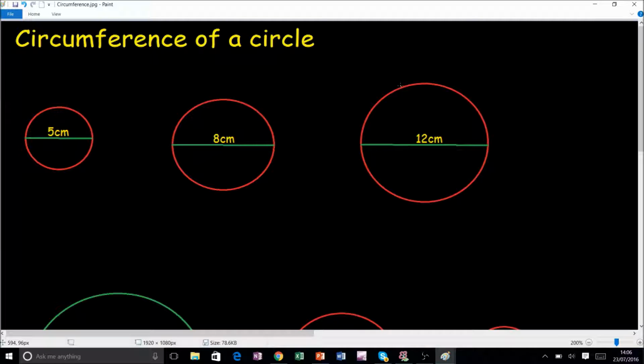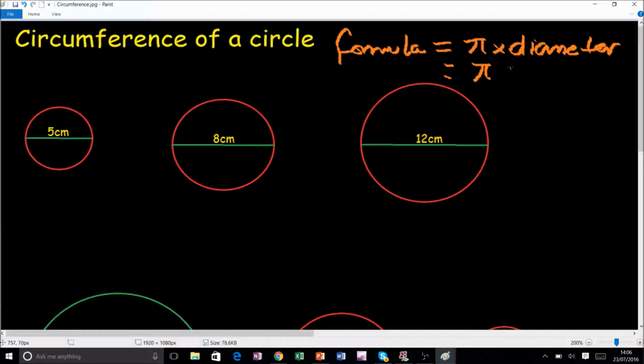So the formula for the circumference of a circle is, let's write down the formula. I always remember it like this: pi r squared sounds like error to me. When I need a circumference, I just use pi d. So it's just pi times the diameter, or for short, you can just write pi d.